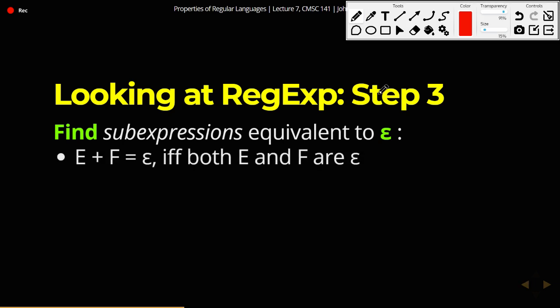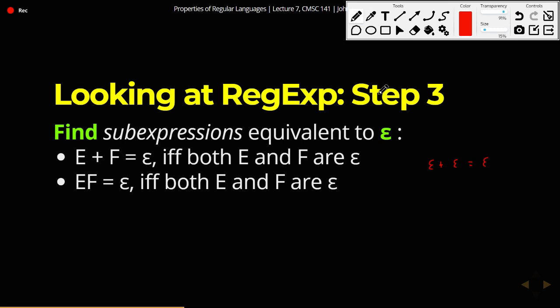So we'll eliminate the null sub-expressions, and then we will also find the sub-expressions that are equivalent to epsilon and simplify them. So E plus F is equal to epsilon if both of them are epsilon. So epsilon plus epsilon is just epsilon. And then EF is just epsilon if both E and F are epsilon. So if you concatenate two epsilons, that is just epsilon as well. Okay, so we'll also simplify that one. And epsilon star is also just epsilon. So we'll simplify all sub-expressions that are just one epsilon worth.